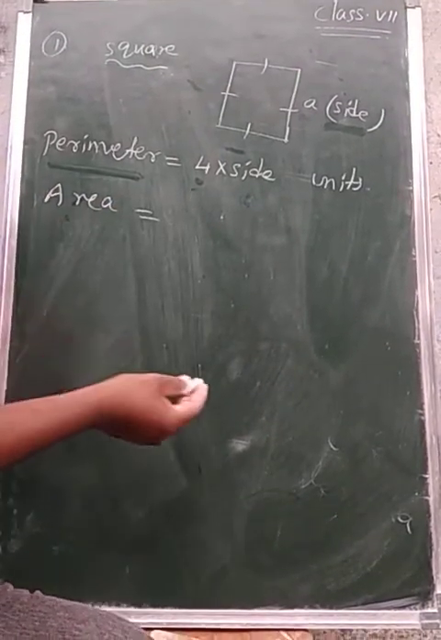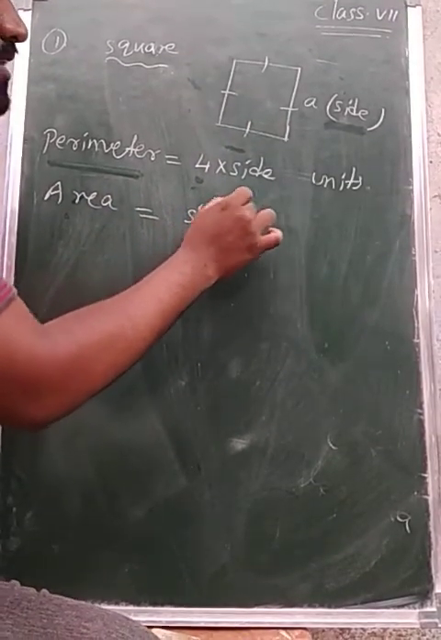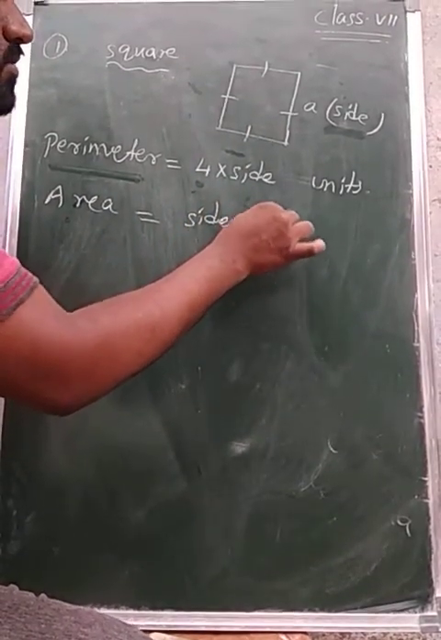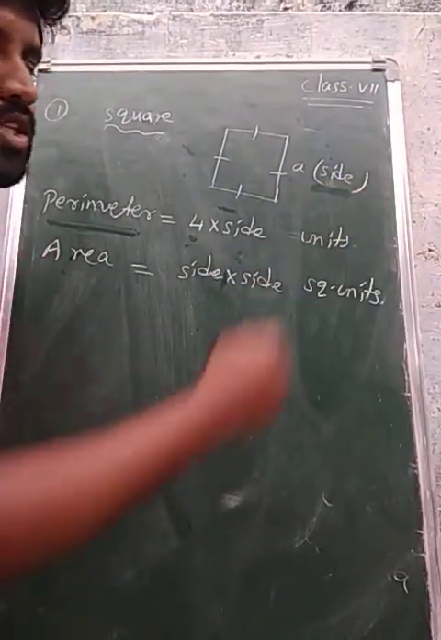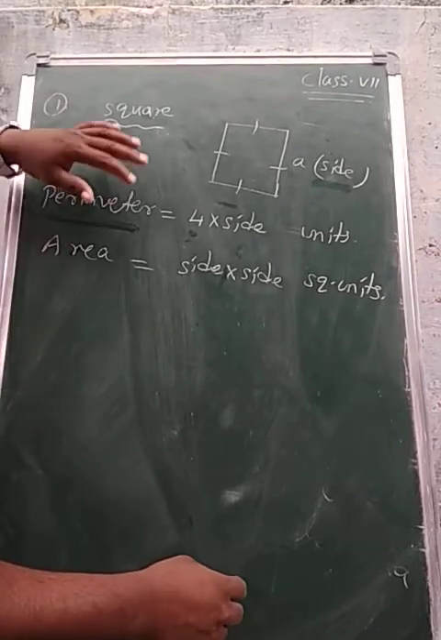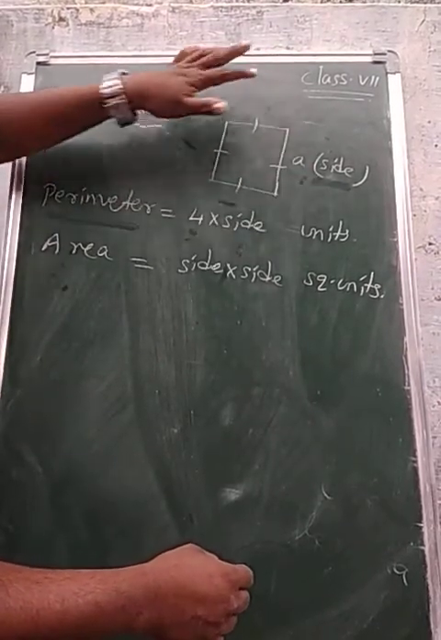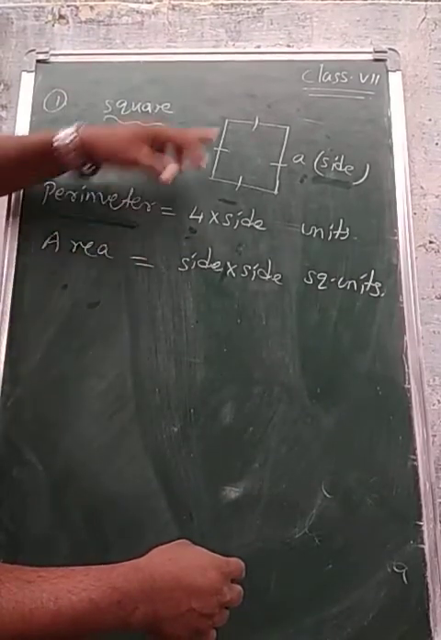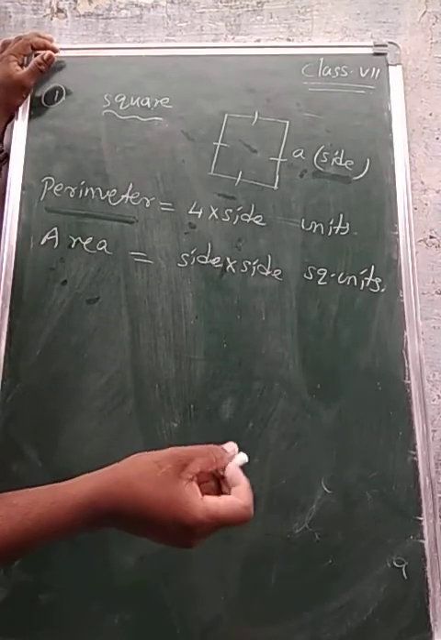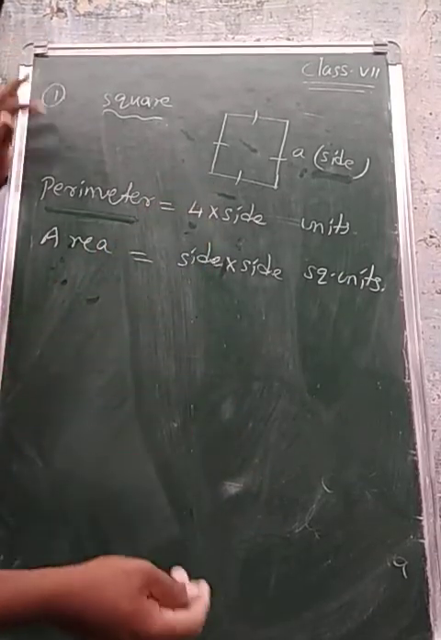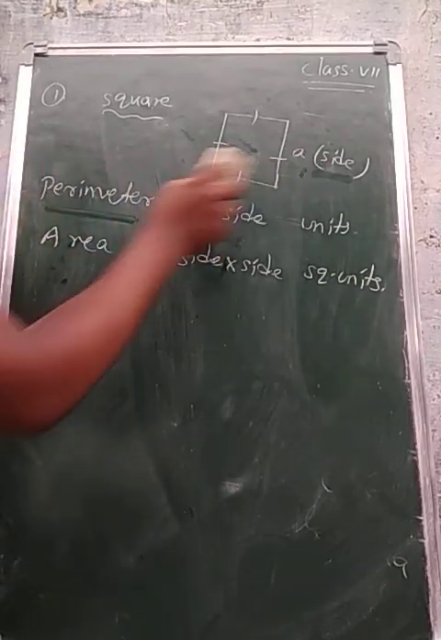And like that, area. Area is equal to, what is the formula? That is side into side. Area is always in square units. What is the area for a square? That is side into side. We get the area enclosed by a closed figure. Now I want to explain by taking examples, by taking the side of a square.